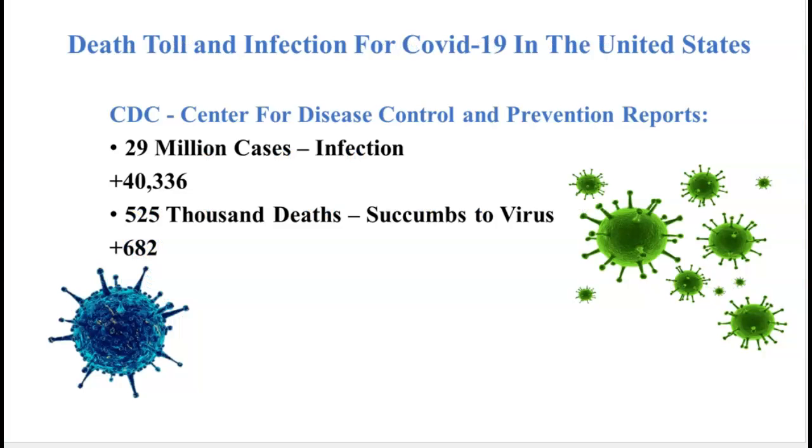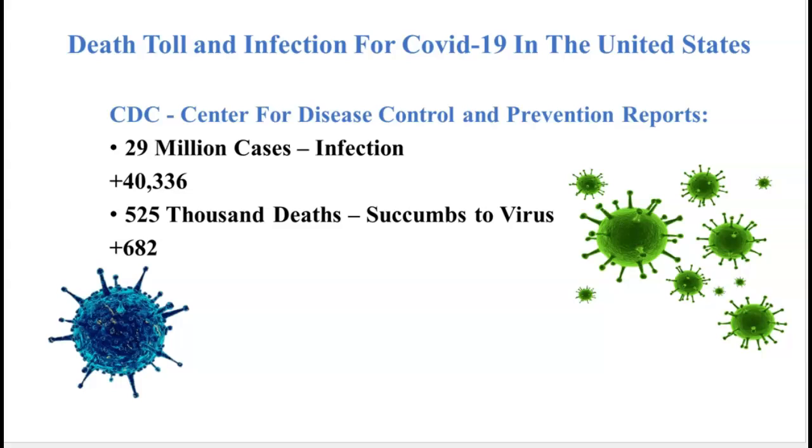The death toll and infection for COVID-19 patients or individuals in the United States is reported by the CDC, which is the Center for Disease Control and Prevention. And the number's probably different now because this is what it was when I was doing my research for this project. But at that time, it was at least 29 million cases, and those are the individuals that are infected. And it changes daily because of new infections and people that may die or have succumbed to the virus.